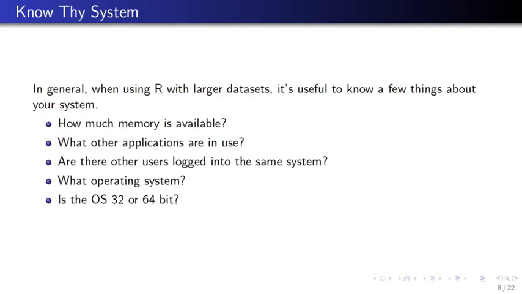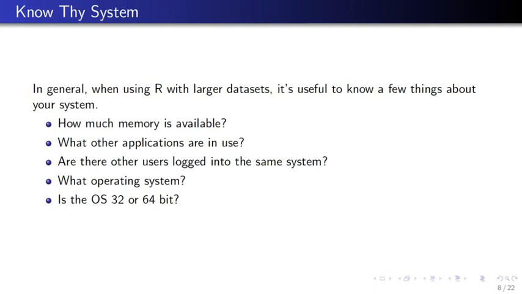So in general, when you're using R with large data sets, and there are lots of large data sets out there nowadays, it's useful to have a few bits of information on hand. For example, how much memory does your computer have? How much physical RAM is there? These days, most computers will have on the order of a few gigabytes up to many gigabytes of physical RAM. What other applications are in use?